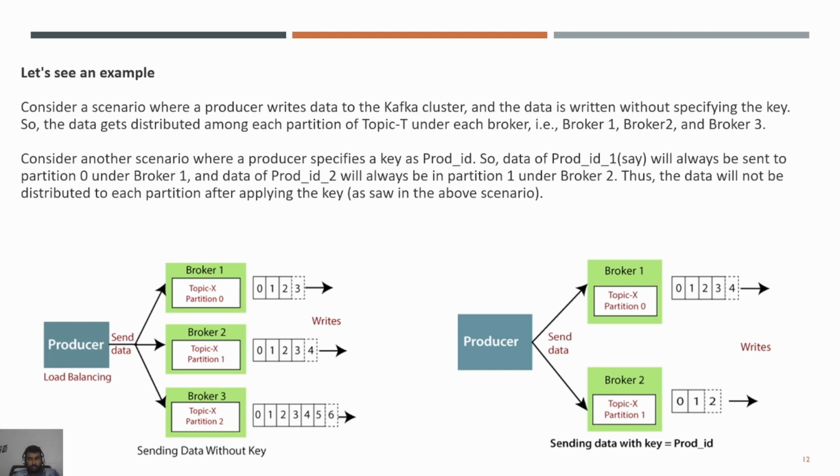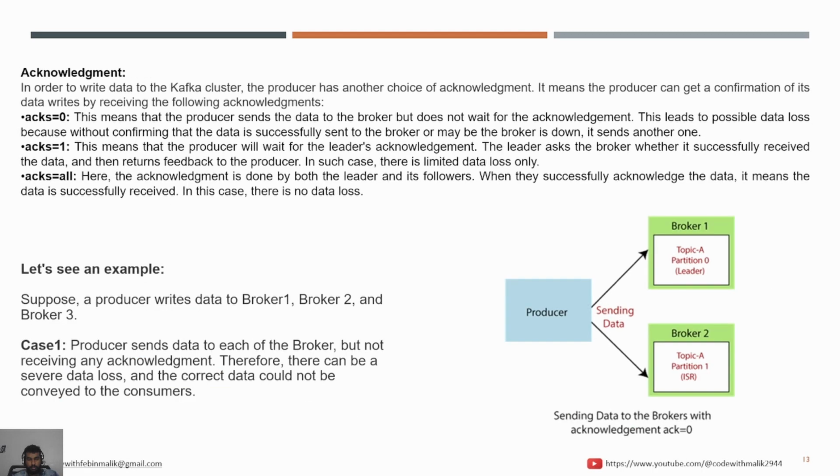Thus, the data will not be distributed to each partition after applying the key. Acknowledgment. In order to write data to the Kafka cluster, the producer has another choice of acknowledgment. It means the producer can get a confirmation of its data writes by receiving the following acknowledgements.